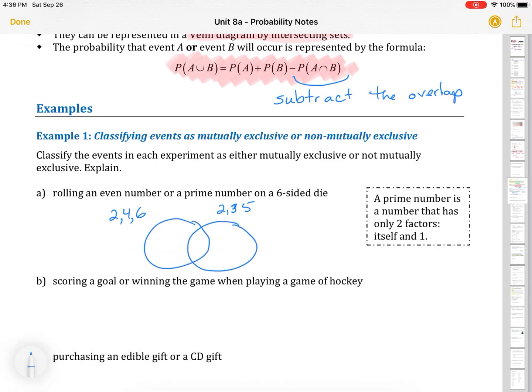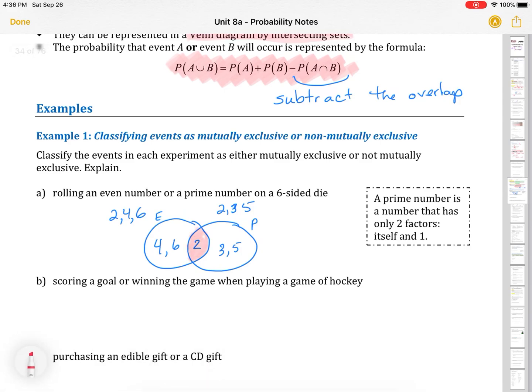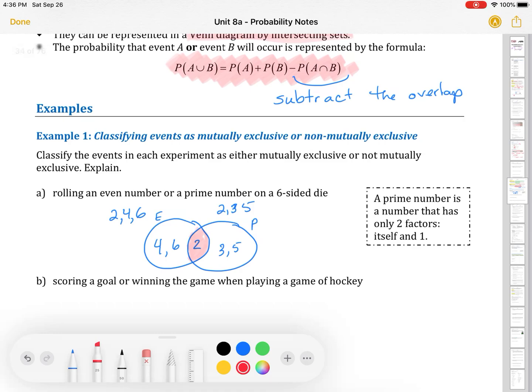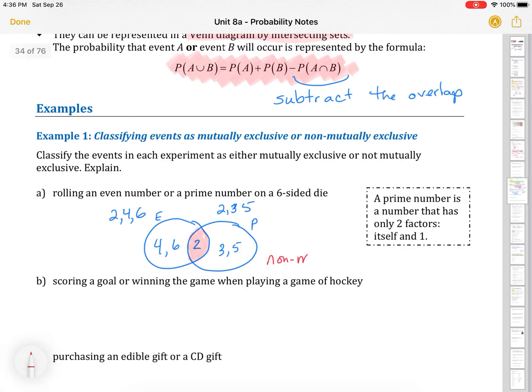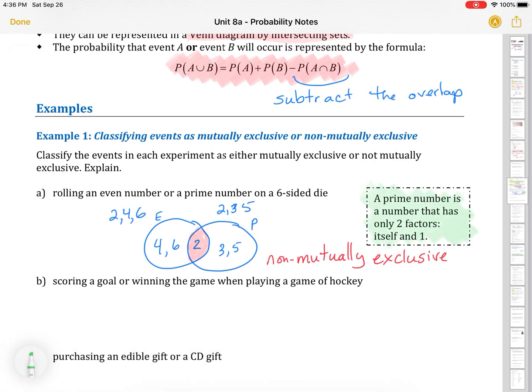Now, if we were to sketch those out into a Venn diagram, I'm going to draw it a little bit bigger because I want to be able to show you what's going on. So this is our Venn diagram. If this is my even and this is my prime, I have 2 there, 4 and 6 here, and 3 and 5 here. So in this case, I do have overlap. So that would make this non-mutually exclusive because there's overlap.